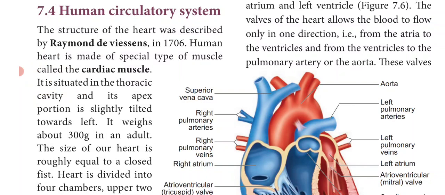In today's class, we are going to learn the topic Human Circulatory System. The circulatory system consists of the heart and the blood vessels. The structure of the heart was described by Raymond de Vieussens in the year 1706.